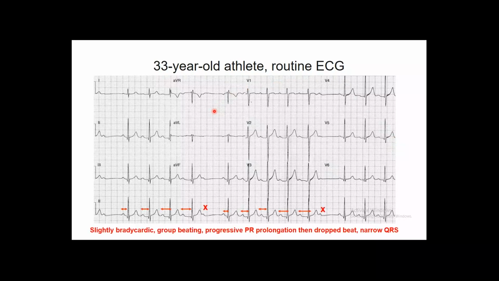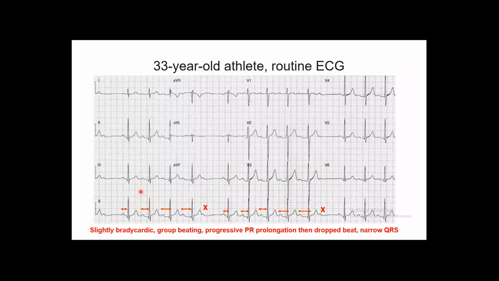So we will move across all these categories right now, starting with this ECG of a 33-year-old athlete coming for routine pre-participation ECG assessment. If we look here, we have irregularity in the heart rate, but it is fixed, and we notice that we have what is called group beating, a group of beats followed by a dropped one, a group of beats followed by a dropped one, and the patient is slightly bradycardic.